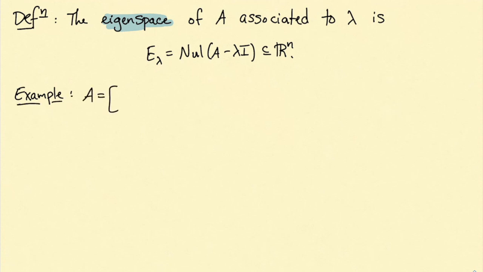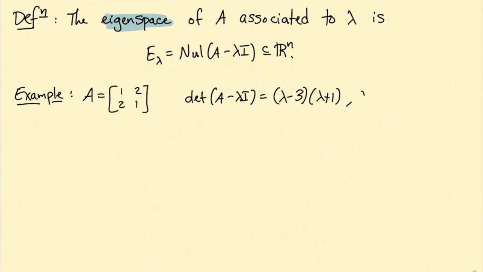For our first example, we have the matrix A that we considered in our previous video. A has the columns 1, 2, and 2, 1. We've already computed the characteristic polynomial for this matrix, and its factored form is (lambda minus 3)(lambda plus 1). We get two eigenvalues, which are 3 and minus 1. To compute the eigenspaces, we take each of these eigenvalues one at a time and compute the matrix A minus lambda I. Let's do 3 first.